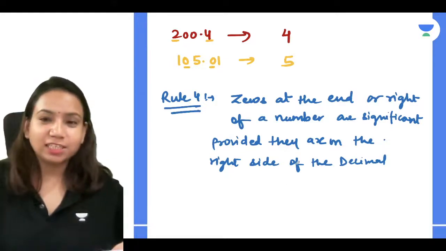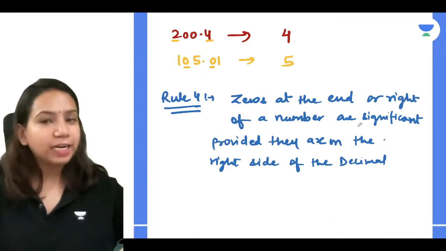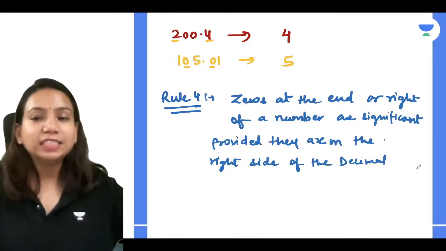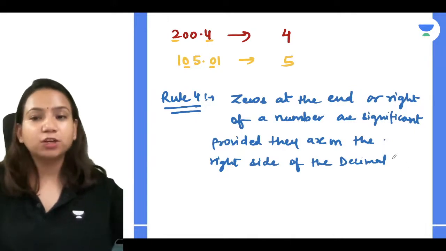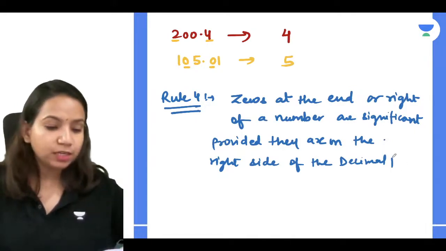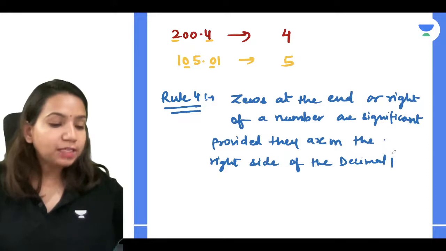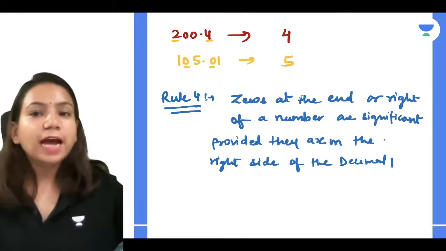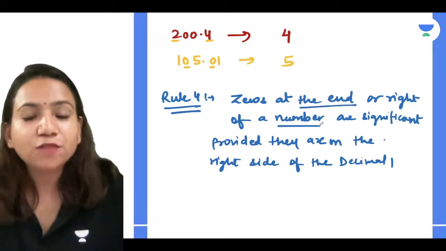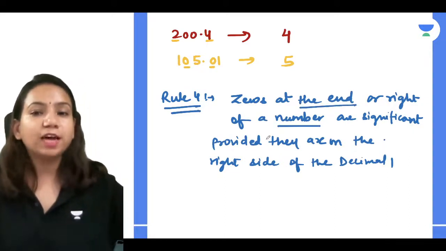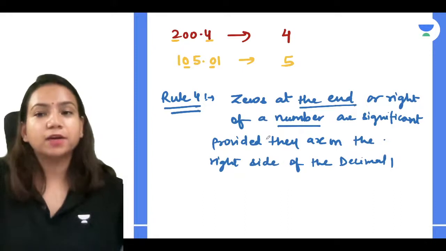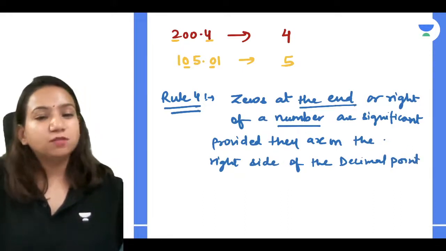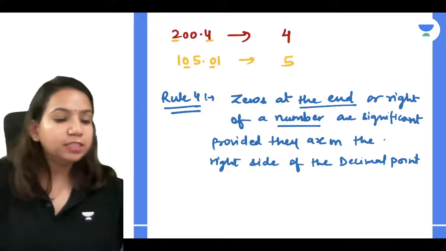Madan only. Correct. So zeros at the end or right of a number are significant, provided they are on the right side of the decimal point. That's what you have to know. This is a very important rule. Many people get confused with it. Let's understand it with an example.